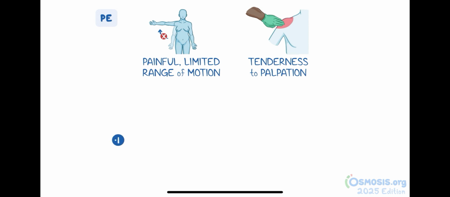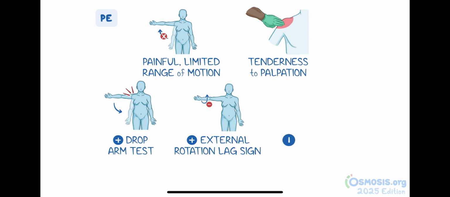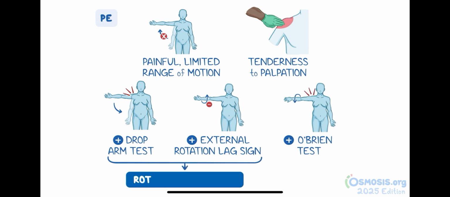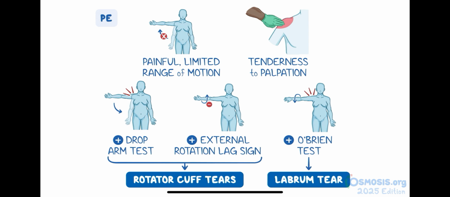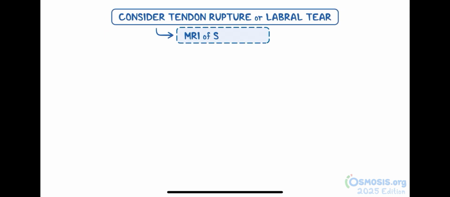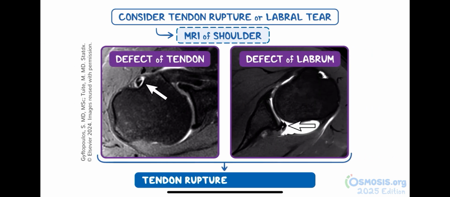Other findings may include a positive drop arm test, meaning they experience pain as they lower their arm from a fully abducted position to an adducted position, a positive external rotation lag sign where they're unable to maintain a position of maximal lateral rotation, or a positive O'Brien test, meaning they experience pain with internal rotation. The drop arm and external rotation lag sign help diagnose rotator cuff tears, and the O'Brien test will help determine if your patient has a labrum tear. With these findings, consider tendon rupture or labral tear and obtain an MRI of the shoulder. If imaging shows a defect of the tendon or labrum, diagnose tendon rupture or labral tear.